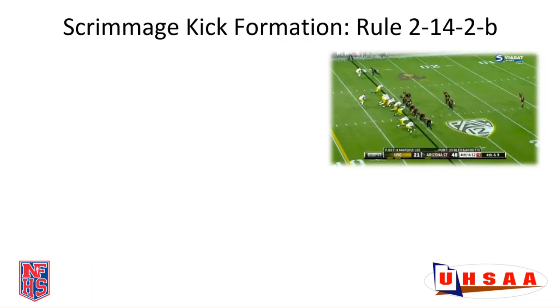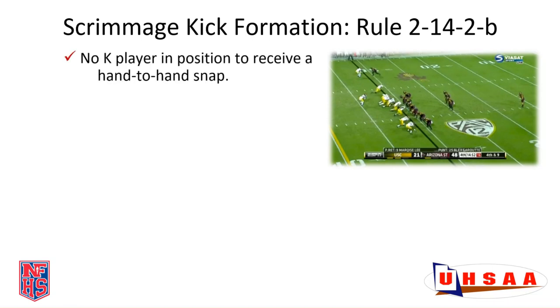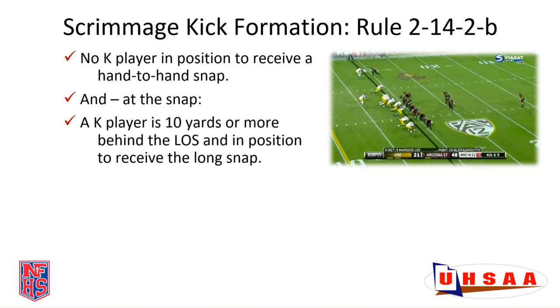All right, let's look at the scrimmage kick formation. This is found in Rule 2-14-2b. And as you notice in the photo, we see a team that's lined up in what we would ordinarily call punt formation. This is what is described in Rule 2-14-2b: no player in position to receive a hand-to-hand snap. And at the snap, we have a K player who is 10 yards or more behind the line of scrimmage and in position to receive the long snap.